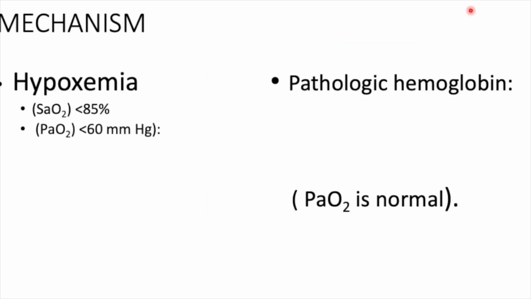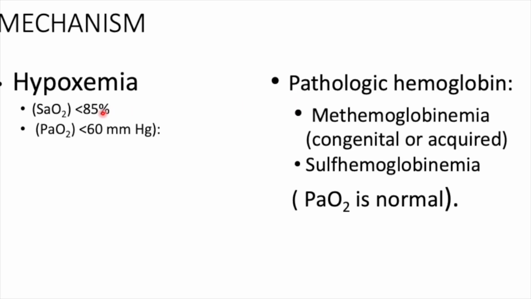Let us look into the mechanism. It can be either due to hypoxemia or abnormal hemoglobins, like sulfhemoglobin or methemoglobin. In central cyanosis, that is hypoxemia, the partial pressure of oxygen by ABG is less than 60 millimeters of mercury, which in normal cases is usually more than 95. And the oxygen saturation by pulse oximetry is less than 85. That is, in central cyanosis, the partial pressure is low, the SpO2 is low.